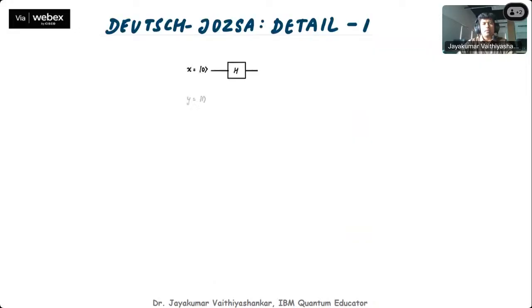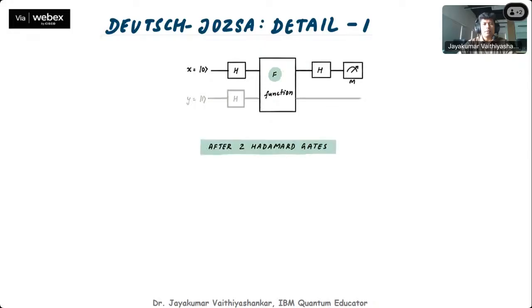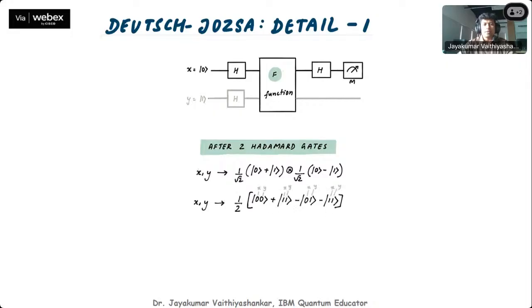So this is the mathematical detail of Deutsch-Jozsa, right? After the 2 Hadamard gates, what will happen? The x and y states will tend to a tensor product, right? I won't explain, we are running out of time. Do it at your leisure time, I will share this material. Each and every qubit will be tensored, multiplied, and this is the combined state, right?